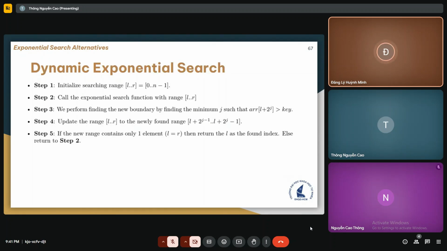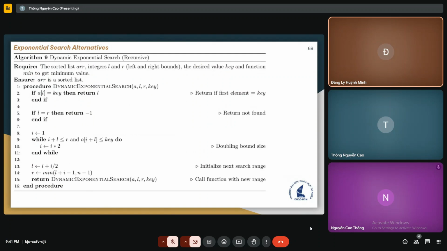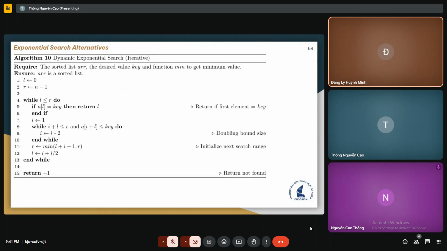In step 1, we initialize the searching range. In step 2, we call the exponential search function with the range as well. And then we perform finding a new boundary by finding the minimum j such that it satisfies the condition. In step 4, we update the range to the newly found range. At step 5, if the new range contains only one element, or L is equal to R, then return the found index, else return to step 2. Here is the pseudocode of the dynamic exponential search, both the recursive version and the iterative version.